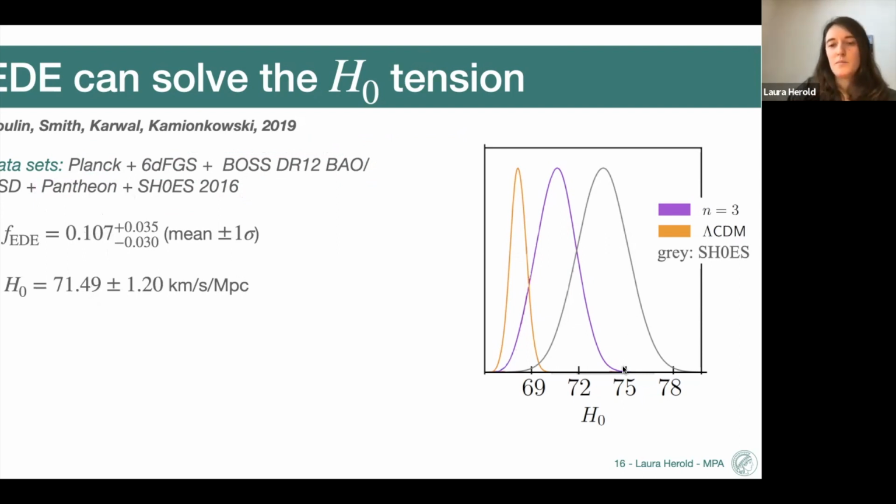So reducing the tension with SH0ES, which is the gray line here. And the EDE cosmology is the purple line. So actually the mean shifts to higher values and also the error bar increases.